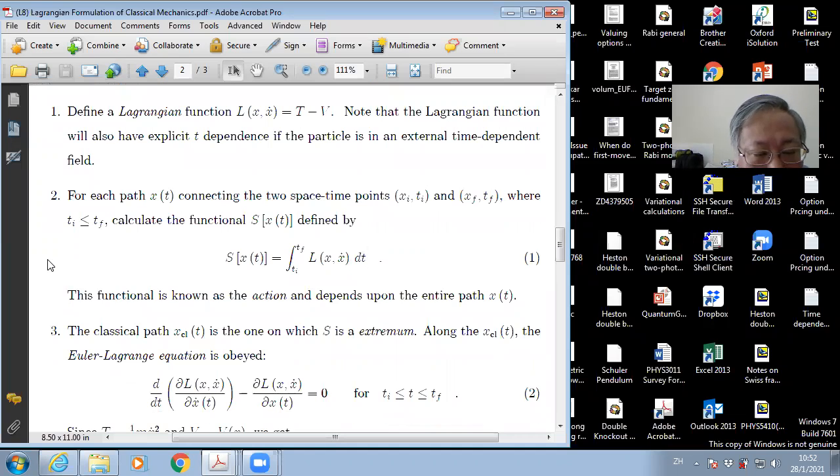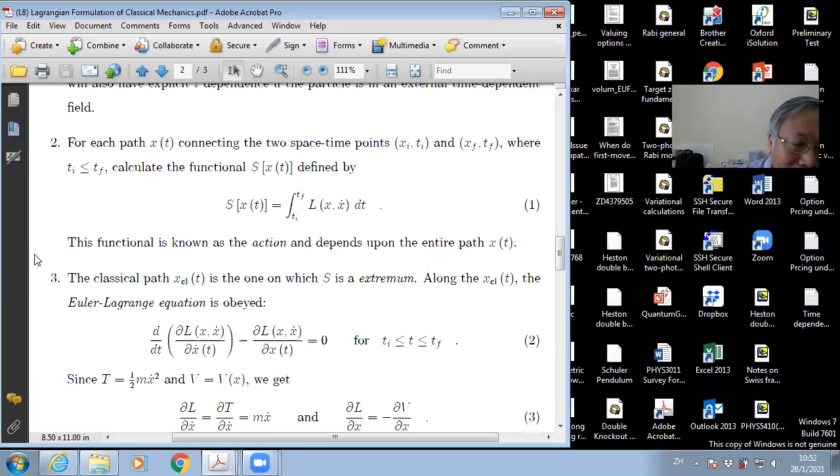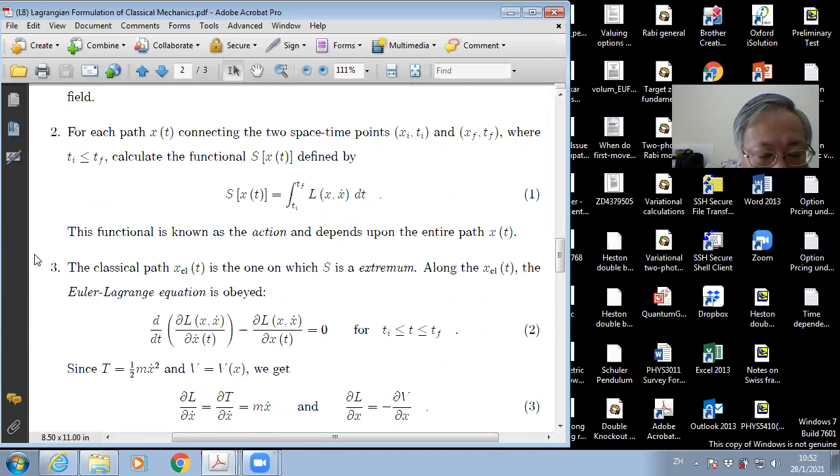So we know that there are many paths connecting the two space-time points, the initial point and also the destination. However, the most important path that we're interested in is the classical path. This classical path is the one on which the action gives an extremum value. All right. All the other paths will not give an extremum value of the action.